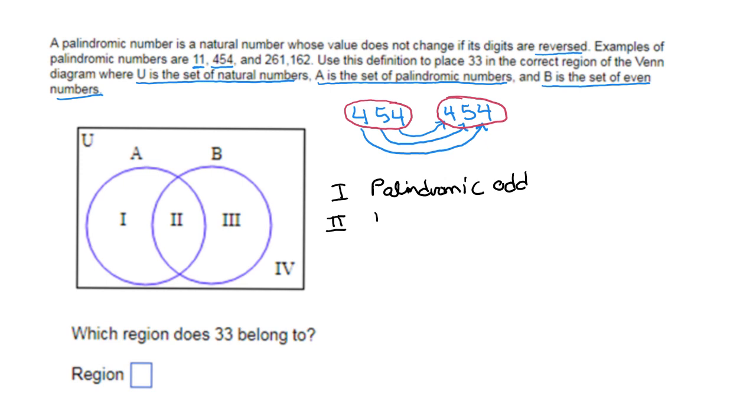Region 2 holds palindromic numbers that are even, palindromic and even. And since region 3 is not included in set A, this is going to be an even number that is not palindromic.